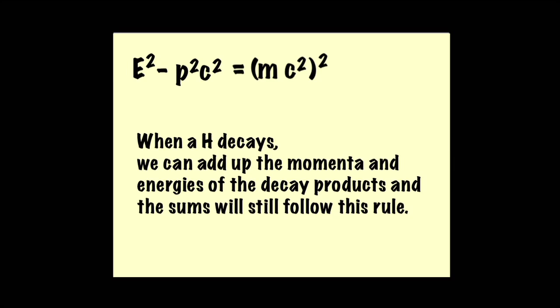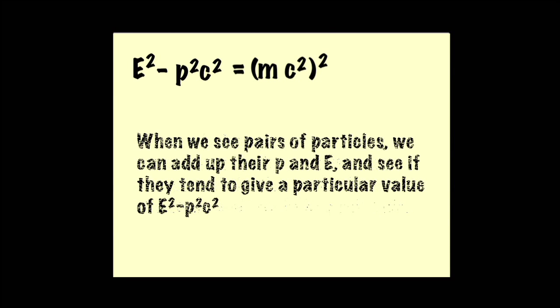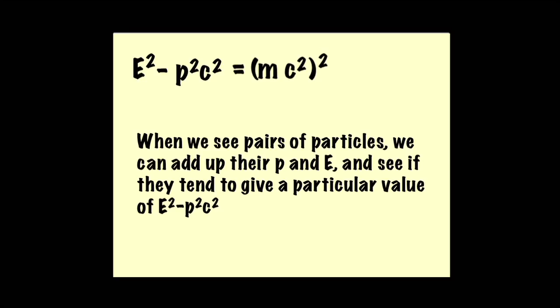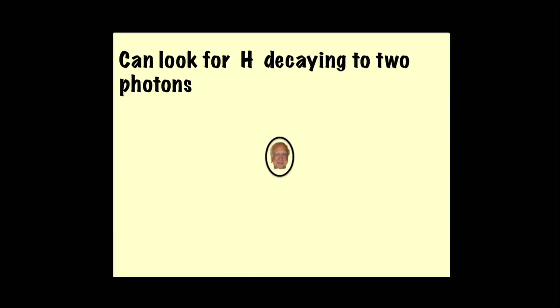And so what we can do is, when a Higgs decays, we can add up the momentums and the energies of the things it decays into, and we can see if their sums follow this rule, if they actually came from something that had a particular mass. Okay? So stuff's coming out. We look for pairs of particles or sets of particles that we can add up and check to see if they come from something that has a particular mass. Okay? So we can look, for example, for the Higgs decaying into two photons, two particles of light. So it's going along, and it decays, and they come out opposite each other. We can add up their energies and momentum and see what happens.